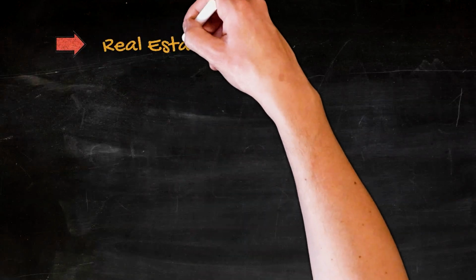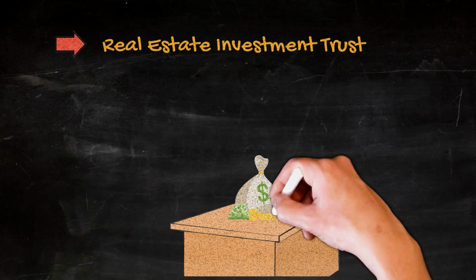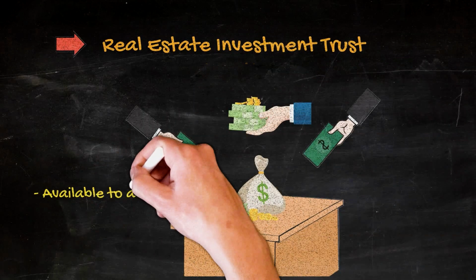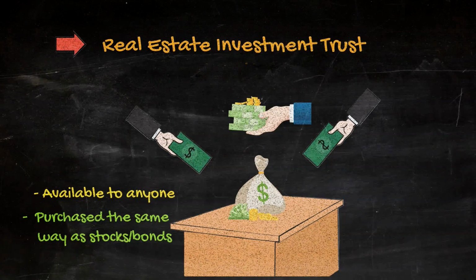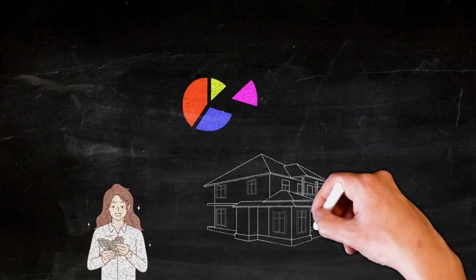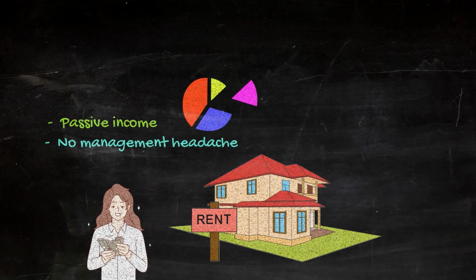The final passive investment option that I'll mention is called a real estate investment trust, or a REIT. This is a type of investment that pools money from multiple investors to purchase real estate properties. They are typically available to anyone and can be purchased the same way as stocks and bonds. You can buy shares of a REIT and earn money from the rent that the properties held by that REIT generate. It's a passive investment because you don't have to worry about managing the properties, but your returns will likely be lower than with the other options.